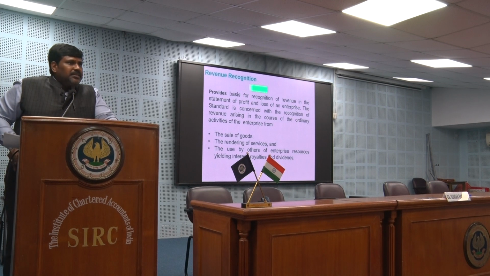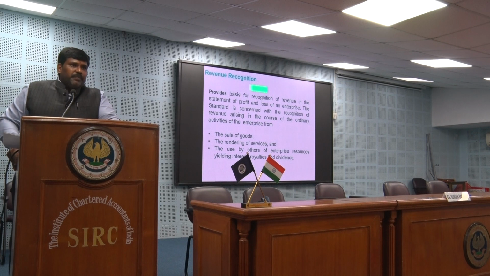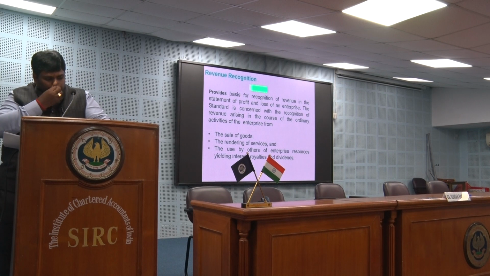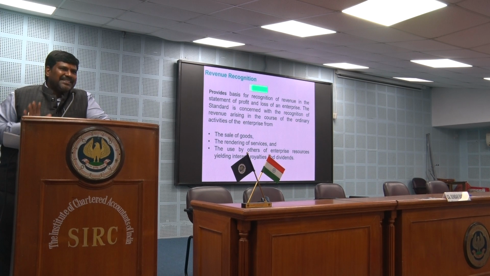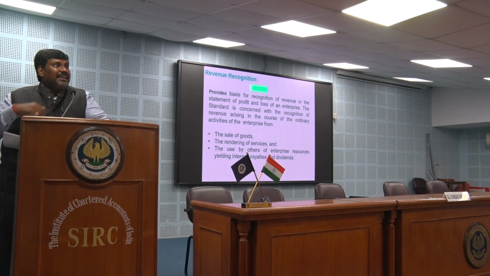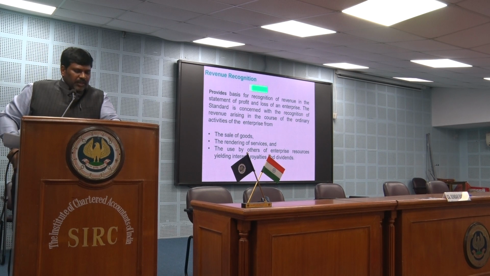Revenue recognition standards provide the basis for recognition of revenue in the statement of P&L account. The standard is of course very simple, very important and beautiful, I would say again. As long as it remains as AS 9, it is very fantastic, but under Ind AS 115, they made it so complex by providing rules with respect to determination and recognition of revenue.